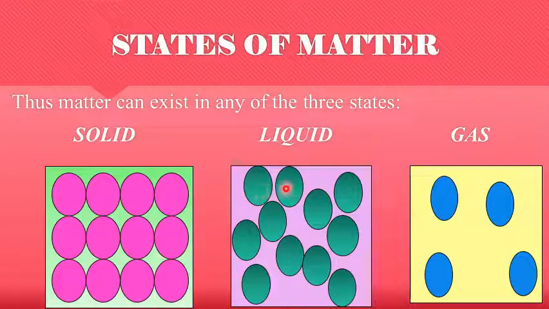In liquids, the particles are scattered all about. They are not regularly arranged. They are close packed but not regularly arranged, and these particles are free to move about, and there is also some interparticle space. In gases, the particles are again not regularly arranged and they are all over the place, and the interparticle space between the gases is more. So this is how the particle arrangement of a solid, liquid or gas looks like.